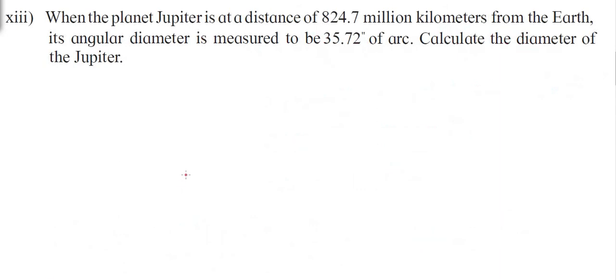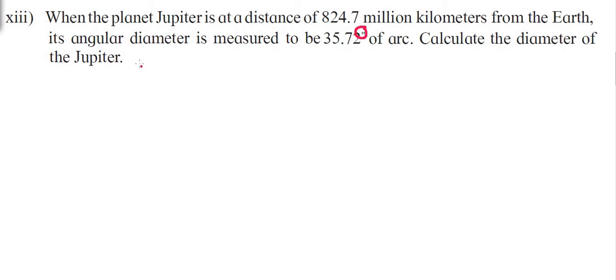Example number 13. When the planet Jupiter is at a distance of 824.7 km from the Earth, its angular diameter is measured to be 35.72 seconds. Remember, these are seconds of arc. Calculate diameter of the Jupiter. Let us write down the data first.